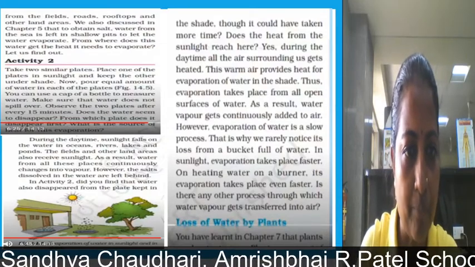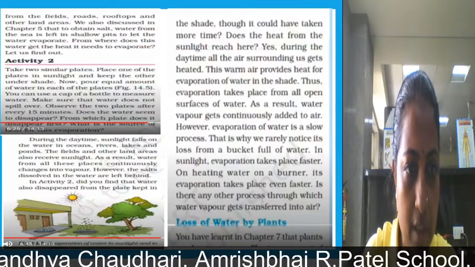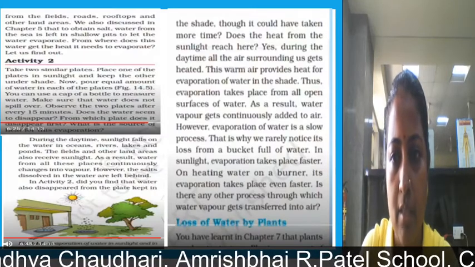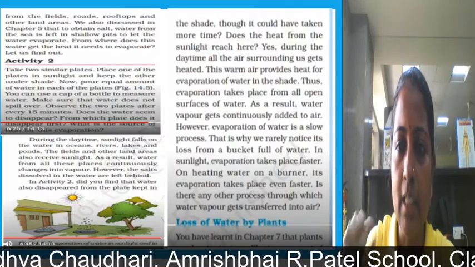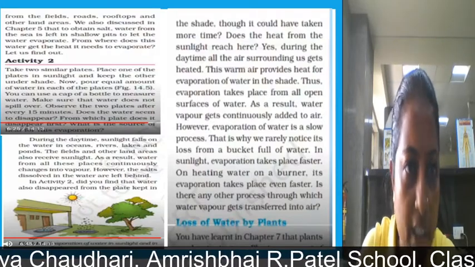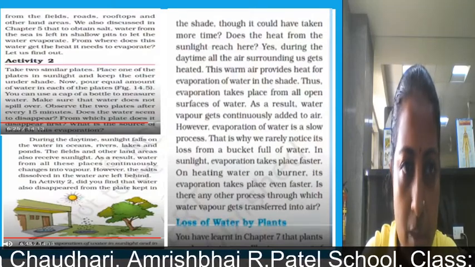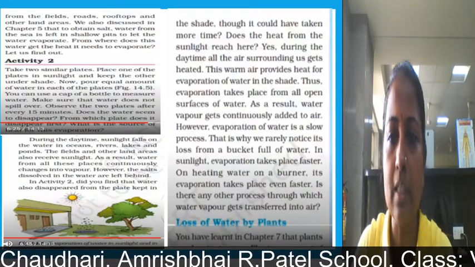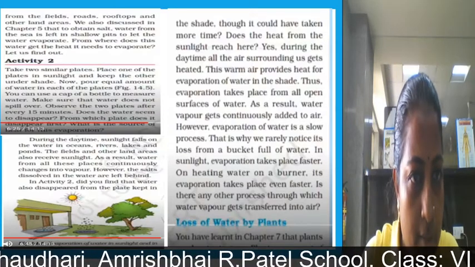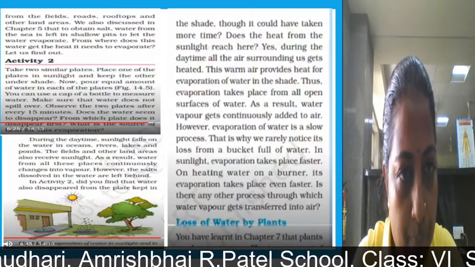Now pour an equal amount of water in each of the plates. You can see in figure 14.5. Here one plate is kept under the roof and one plate is kept outside, so that sun rays directly fall on that. Now pour an equal amount of water in each of the plates. You can use a cap or bottle to measure the water. Means in simple language, we have to measure the water and put it into both plates. From which plate does the water disappear first?